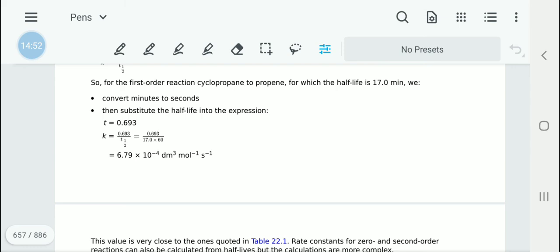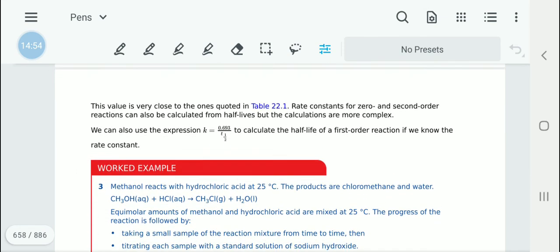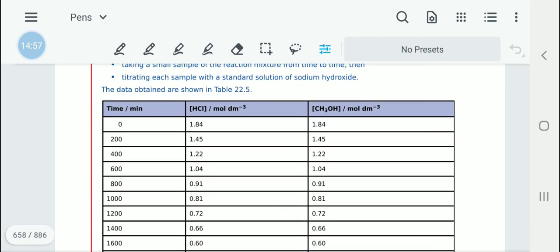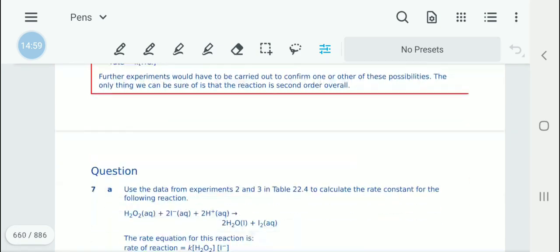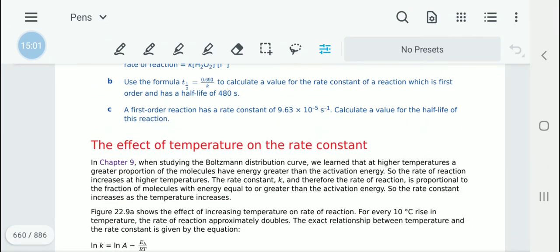So I hope you understood. If you understood, please do question number 7. If you didn't understand, please let me know.